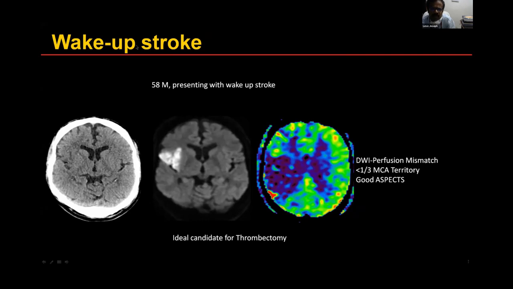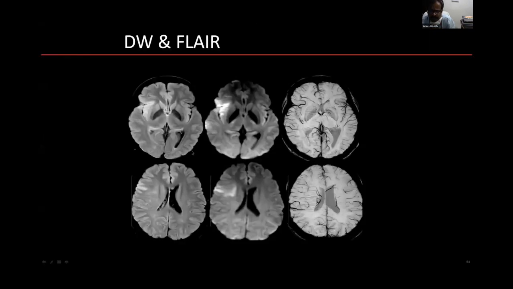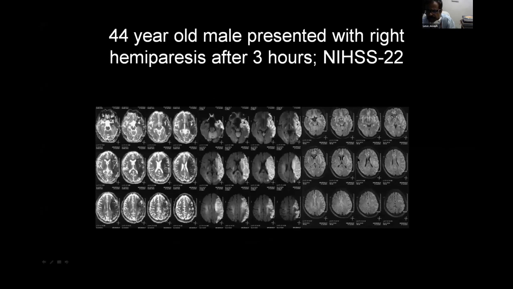And one word about diffusion FLAIR. It also gives a rough timing, especially for intravenous thrombolysis. Here the diffusion restriction and FLAIR areas are matched. In contrast to this case, where the diffusion restriction area is very large, but the FLAIR changes have not yet shown up. This is one classical example of diffusion FLAIR mismatch.